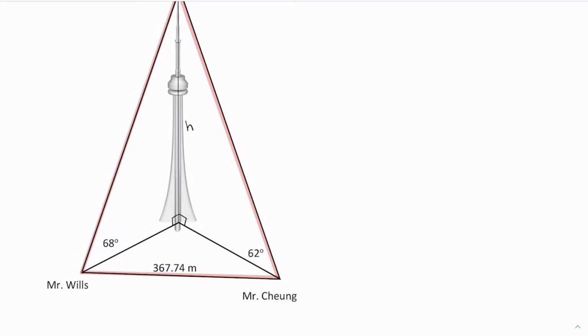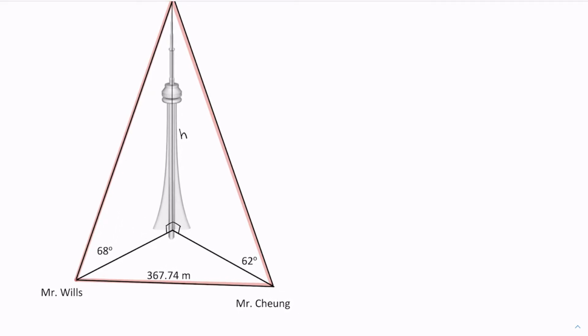And it's like, well, how do we solve for this? If I wanted to use SOHCAHTOA with H and 62, I don't have any sides, not the H. I don't have another angle. I don't have enough information. I only have that 62. And similarly, if I wanted to solve with Mr. Wills over here, I only have the 68. I don't have this side. I don't have this side. Obviously, I can figure out the other angle in both cases, but I don't have another side.